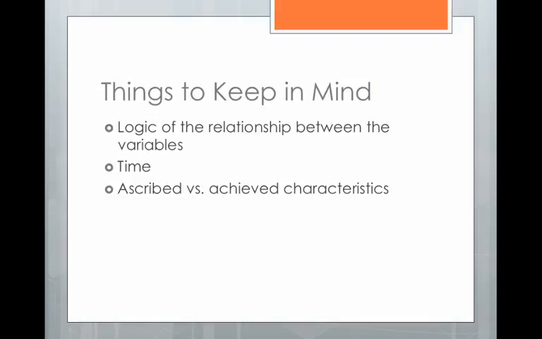So things to keep in mind. How do we know? Well, there are some keys that you can look for. And the first thing to look at is, what is the logic of the relationship between the variables? Think about it in a logical way. What makes sense? Does it make sense that drug use could affect age? Does it make sense that religiosity could change your gender? Think about the logic of that relationship. Then you can also think about time. Think about which one of these things chronologically has to come first.